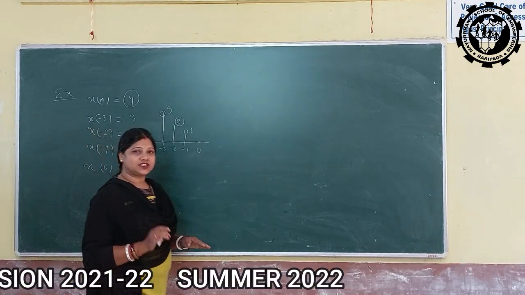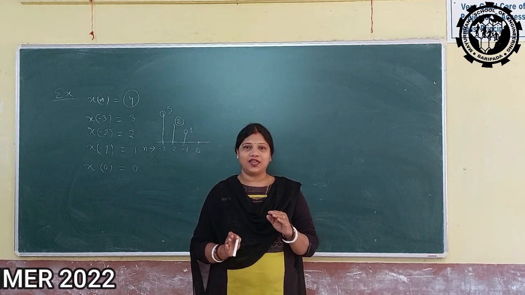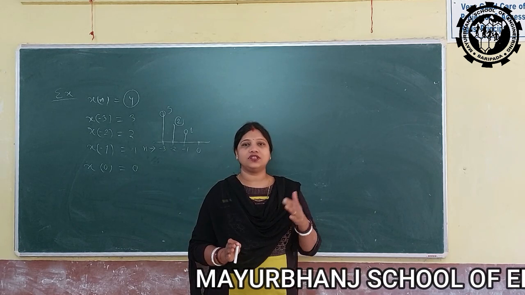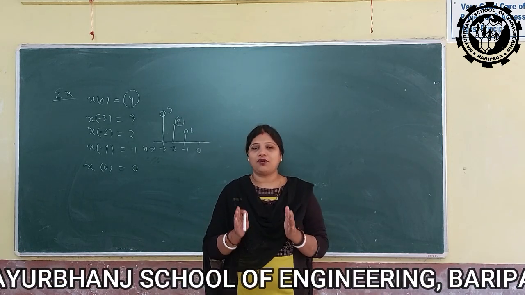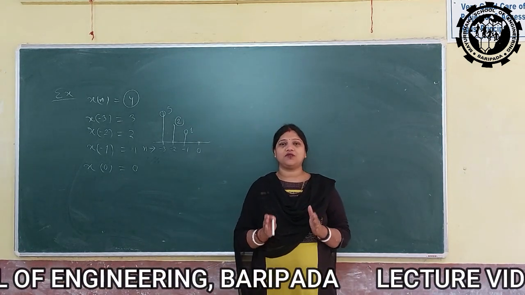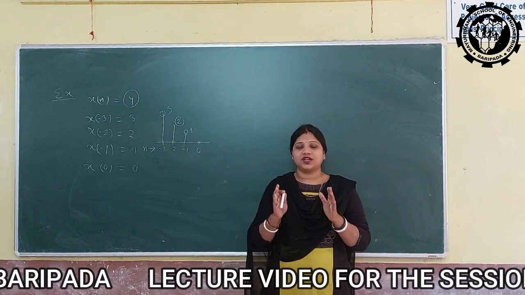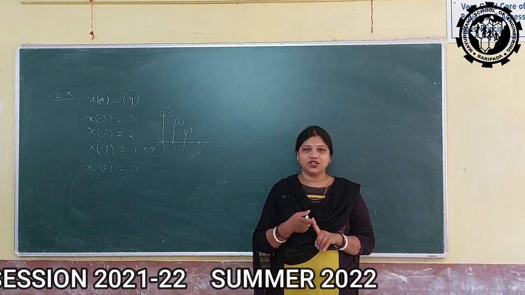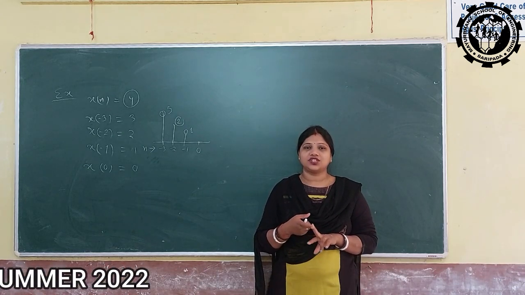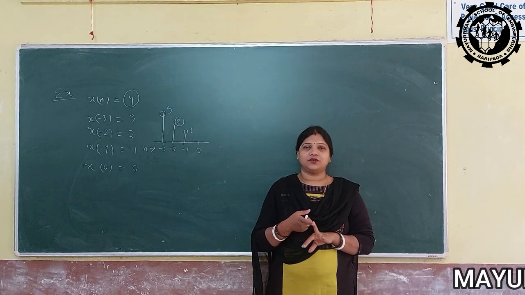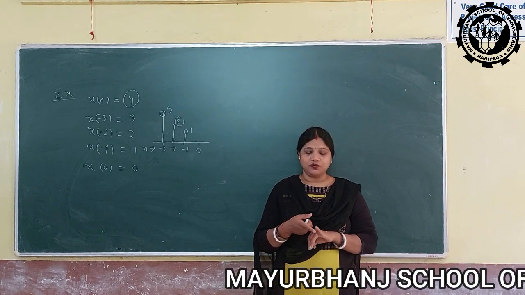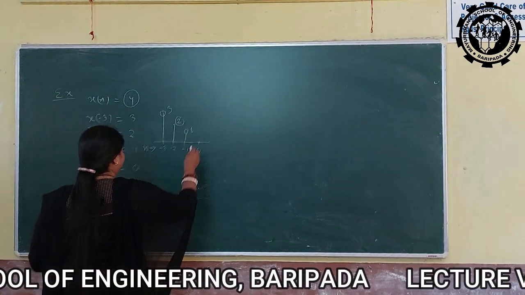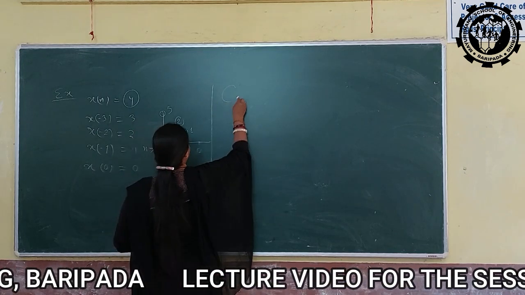We can represent a discrete time signal in various ways, like in graphical form, tabular form, functional form, and also in sequential form. So today our topic is the classification of discrete time signals. It is divided into types: casual and non-casual, symmetric and skew symmetric, power signal and energy signal, and periodic and non-periodic signal. First of all, we are going to start with casual and non-casual signals.